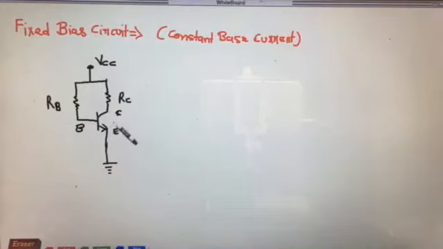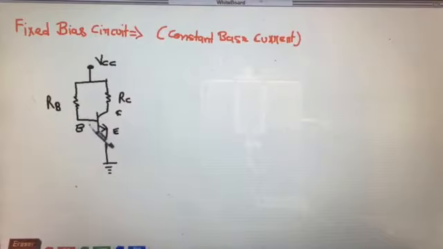Fixed bias circuit, also known as constant base current. In this biasing, we have connected our common emitter transistor in this manner. This is VCC, which is supplied to RB and also to RC. This is higher potential, so in an NPN transistor, this P side is connected with higher potential, and this collector is also connected with higher potential, and this emitter is ground, which is N type.